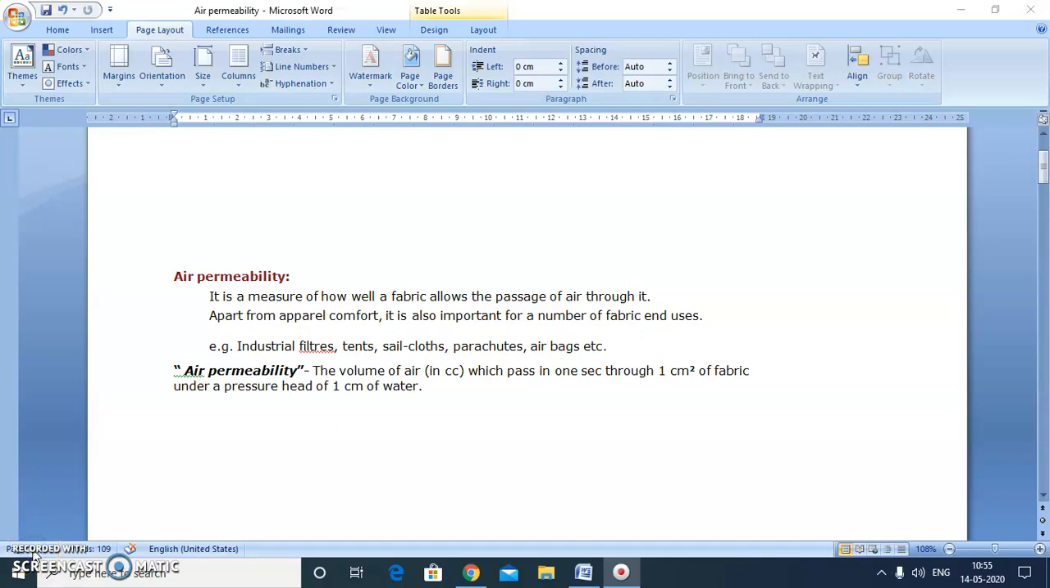Good morning, students. This is for BTech 6M Textile Technology, Textile Chemistry, and Textile Engineering students under the subject Textile Testing. So, we'll try to understand the property of air permeability.